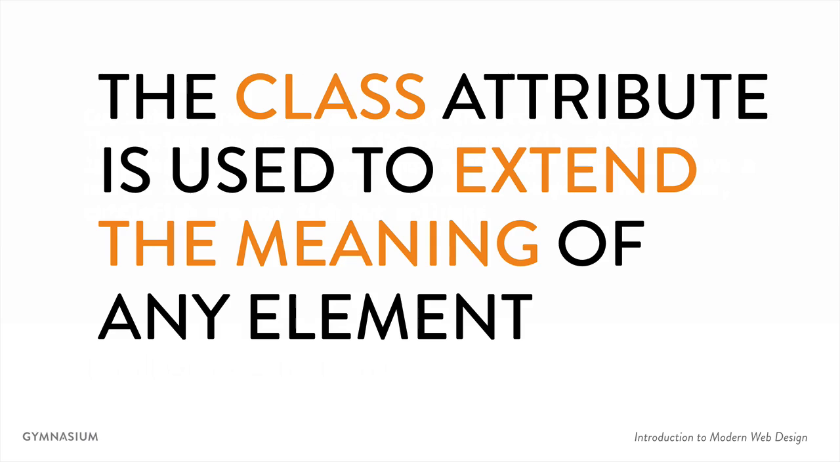Now the class attribute is used to extend the meaning of any element. So in HTML, we only have a limited number of elements available to us, and sometimes we need to extend the meaning of a particular element in order to use it in a specific context. So I'll give you an example. We had our Sepiida and Cephalopoda terms, which were marked up in I elements.